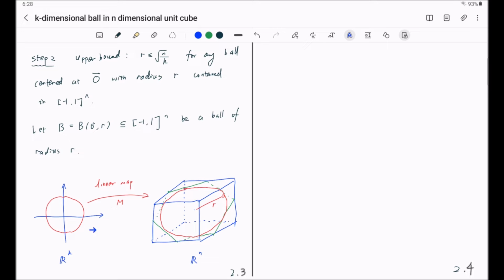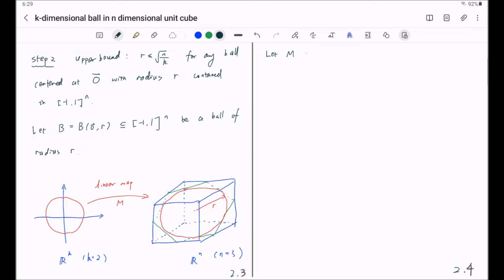To help you understand this parameterization, let me draw a picture. In this picture, k is equal to 2 and n is equal to 3. So we're going to give this two-dimensional disk, two-dimensional ball, a parameterization. Specifically, we're going to choose a map that is linear, carrying the k-dimensional ball in Rk onto this k-dimensional ball in Rn that is contained in this cube.